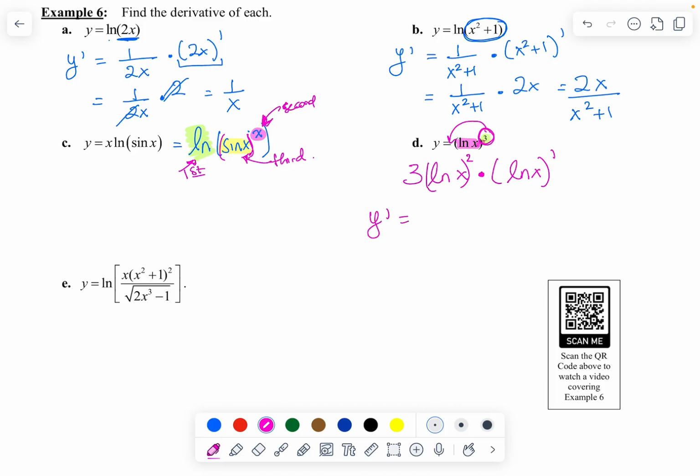So now y prime is going to be 3 ln of x squared times the derivative of ln of x, which is 1 over x. Remember, this guy right here, its derivative is just 1, so I don't really need to write that. Even though we're always doing the chain rule, when the function is just x, we don't need to do that.